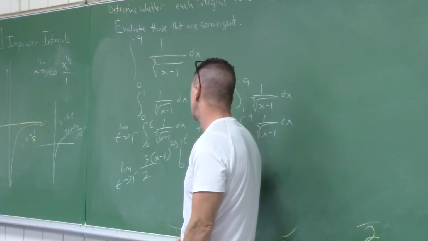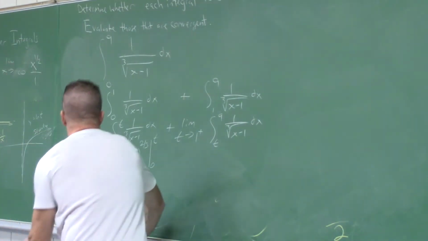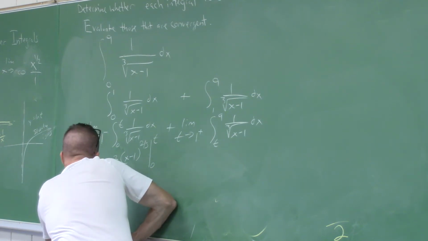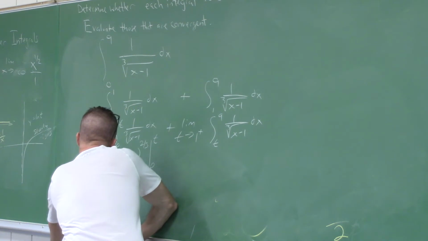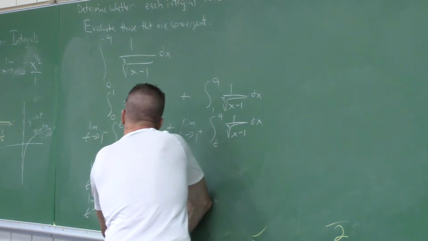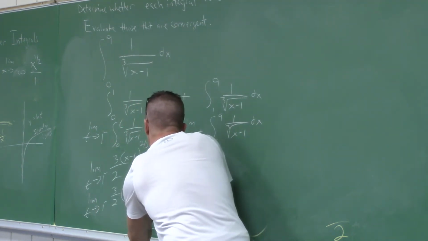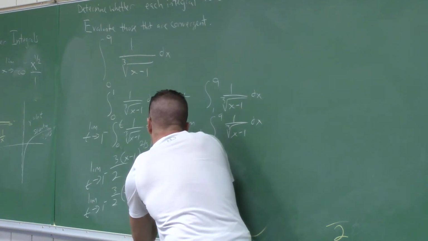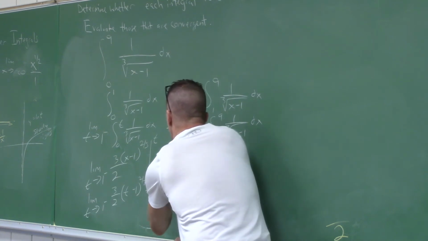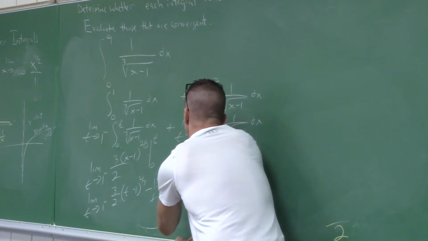Then we'll do this side. Let me flip. Limit as t approaches 1 from the left, 3 halves, parentheses, t minus 1 to the 2/3, minus the limit as t approaches 1 from the left of a 0 of all that stuff. 3 halves, 0 minus 1 to the 2/3.